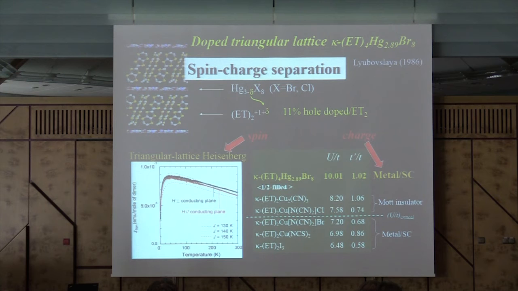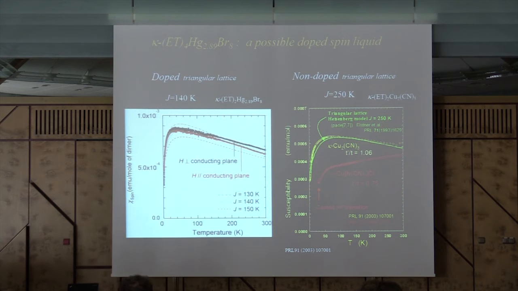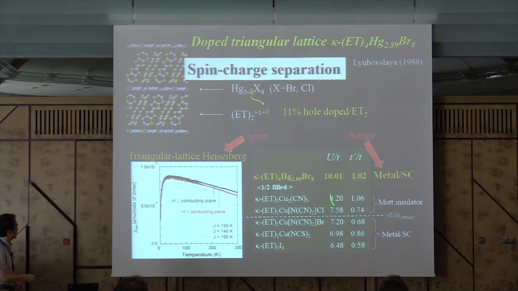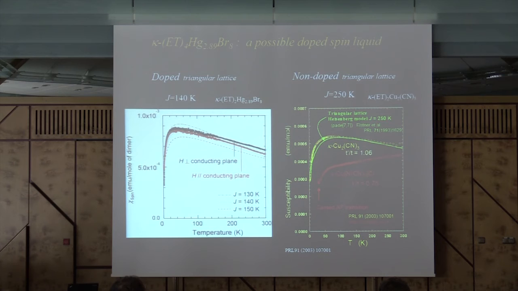Okay, let's compare the spin susceptibility with the non-doped spin liquid material. This is a Mott insulator. This is the doped triangular metal. But the temperature profile of the spin susceptibility quite resembles each other. The only difference is the magnitude of J. In the non-doped case, J is 250 Kelvin, but in the doped case it is 140 Kelvin. This difference is very reasonable because this material is a more strongly correlated system. Because U over T is large, J should be smaller. So everything looks like the spins are localized in spite of the mobile charges in this case. So spin-charge separation is likely.